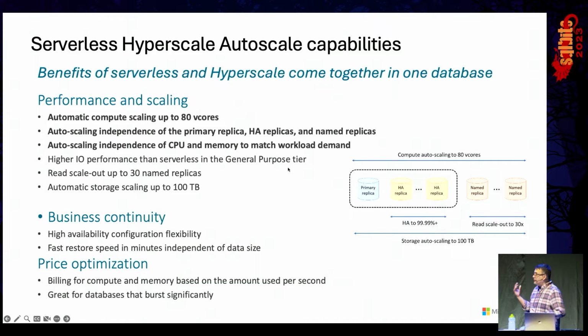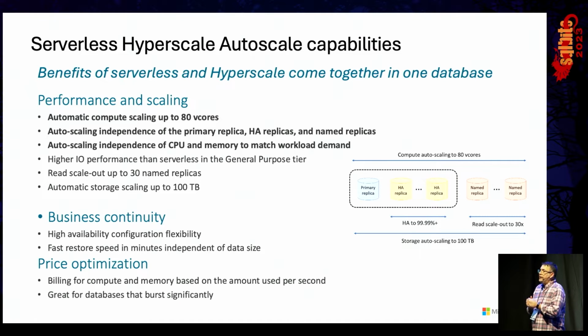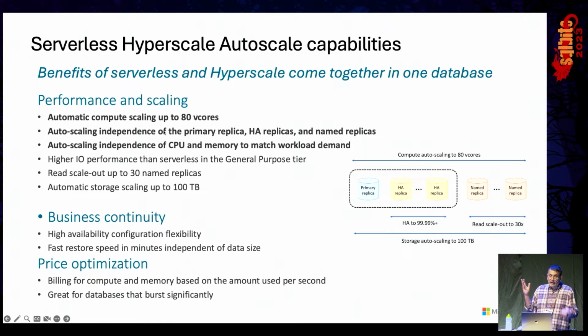So what do these do together, if you will? We offer auto-scaling, in preview at least, up to 80 vcores. We will go up to 128 vcores, which is the premium series, when we GA. We offer auto-scaling independently on primary and HA replica. So if the HA replica doesn't get any workload, it is billed at the minimum. If the primary gets more workload, it is billed at whatever it uses. Auto-scaling of CPU and memory is independent.